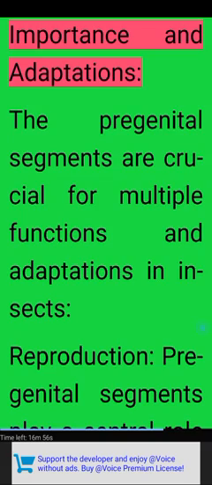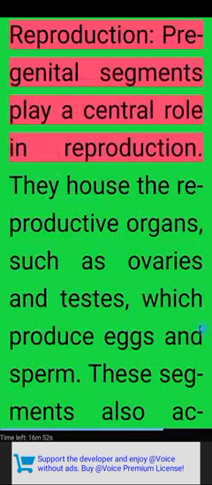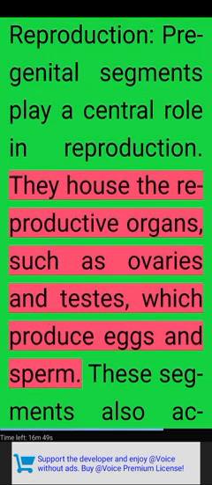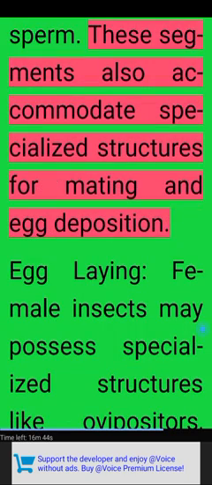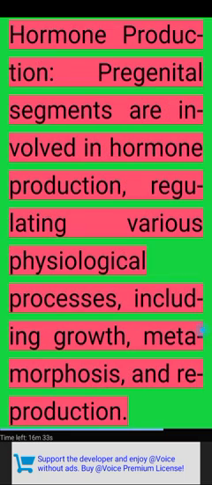Importance and adaptations. The progenital segments are crucial for multiple functions and adaptations in insects. Reproduction. Progenital segments play a central role in reproduction. They house the reproductive organs, such as ovaries and testes, which produce eggs and sperm. These segments also accommodate specialized structures for mating and egg deposition. Egg laying. Female insects may possess specialized structures like ovipositors, which extend from the progenital segments and allow them to lay eggs in appropriate substrates.